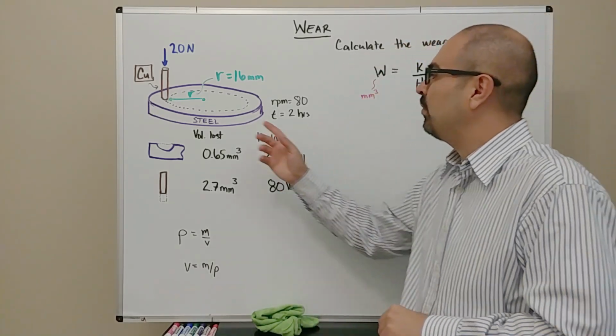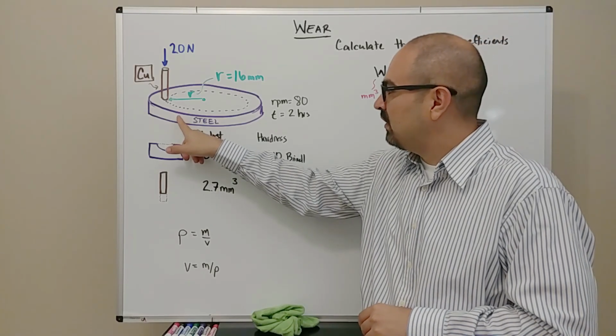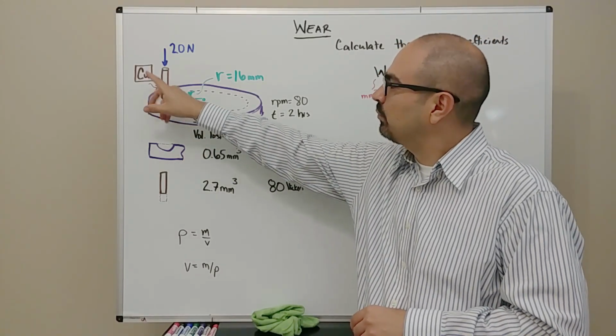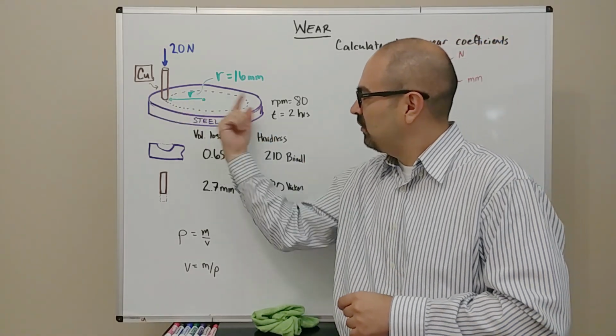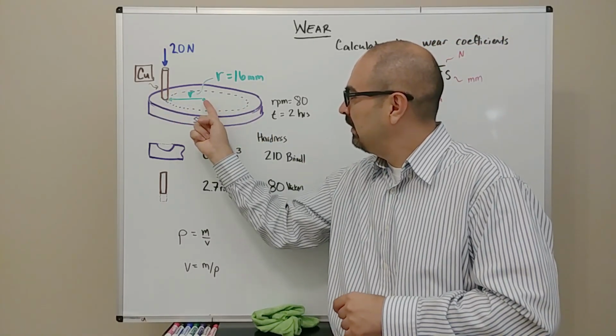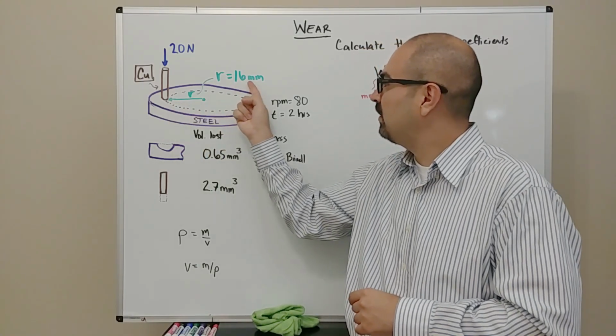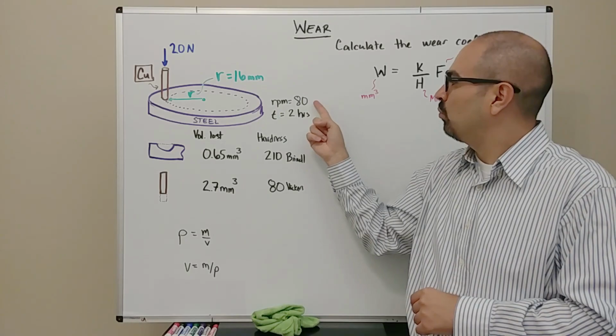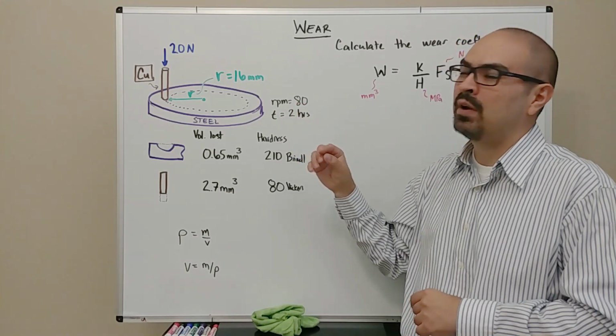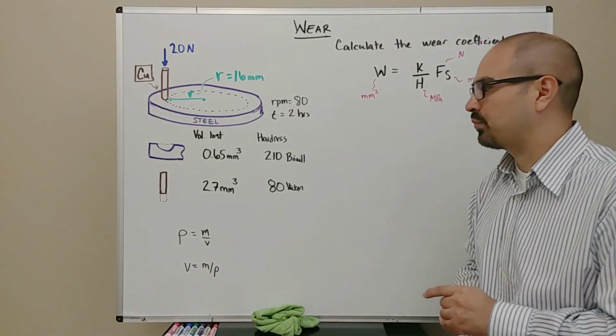So in this example, specifically, we have a steel disc and we have a copper pin. There's a force of 20 newtons being applied. The disc is spinning and the copper pin is at a radius of 16 millimeters away from the center. And this disc rotated at 80 RPM, and it did so for 2 hours.